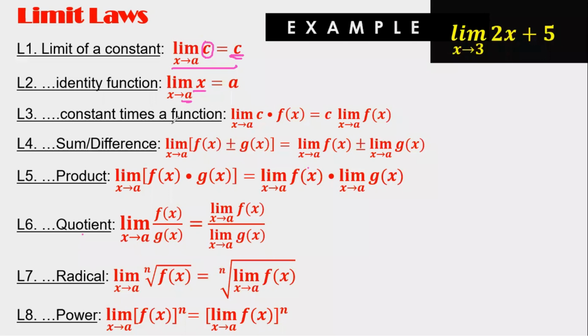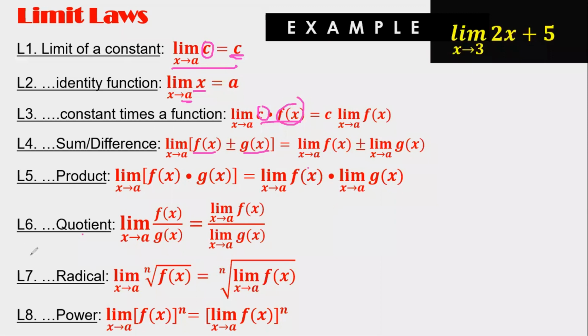For L3, limit of a constant times a function, for example c times a function, your constant will be separated from your f of x. For the sum or difference, we just have to separate the f of x and the g of x, so each term will have the word limit as x approaches a. And for the limit of a product, the same as the sum and difference, we will just separate them. In separating, we will put limit in every term as well.